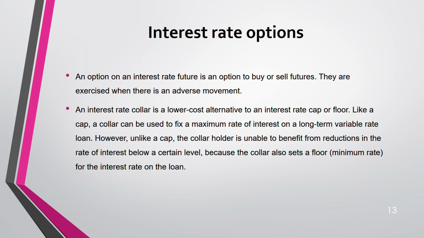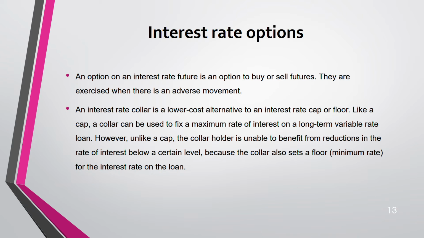Collar has a level. Collar has both up and down. Cap only sets a ceiling for up, minimum, maximum. There is no minimum. It can go down as much as it can. Floor also is the same thing. It's a limit. But when a collar comes, there is a cap also. There is a floor also. It has two things together. So that's why you are in between those two things.